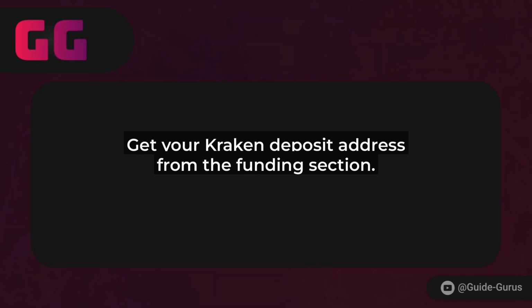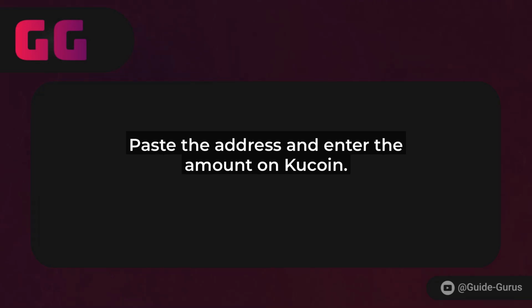Back on KuCoin, paste the Kraken address into the withdrawal form. Enter the amount of Chainlink you want to transfer, but remember to leave a little extra for network fees. Review all the details carefully. Wrong addresses can mean permanent loss. Hit confirm, and you'll get a confirmation email or text if you have two-factor authentication set up.